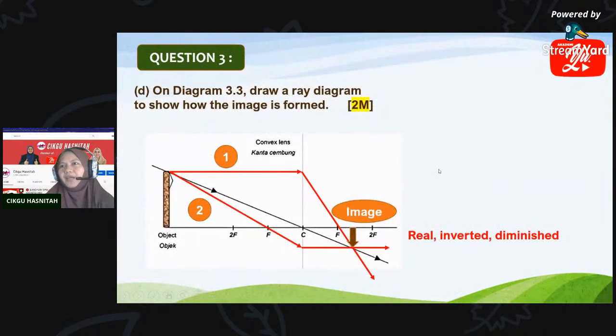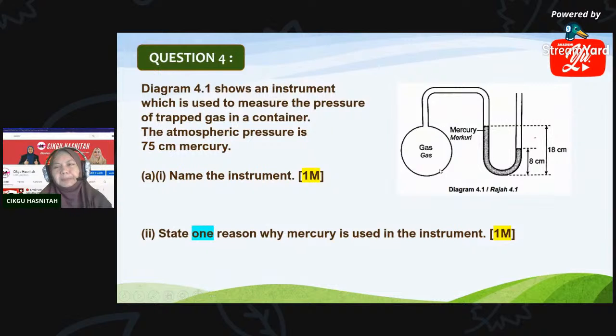All right. Okay, next, question 4. Okay, question 4, it shows an instrument which is used to measure pressure of trapped gas in a container. So this is chapter 3, pressure, forces and pressure. Given the atmospheric pressure is 75 centimeter mercury. Okay, first, name the instrument. Okay, what do we call this instrument to measure gas pressure? What is the name of this instrument which is used to measure gas pressure?